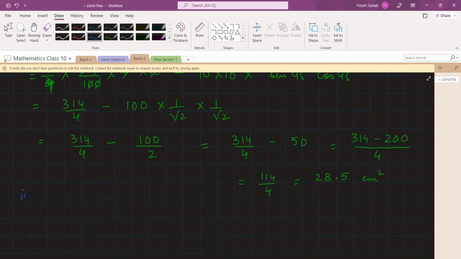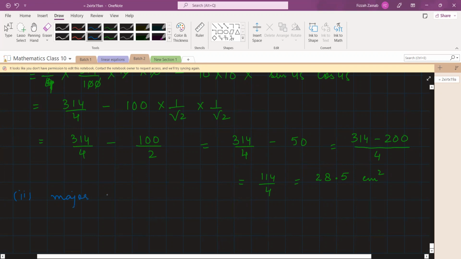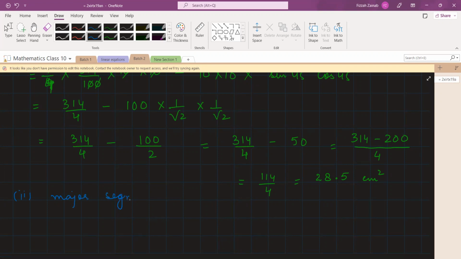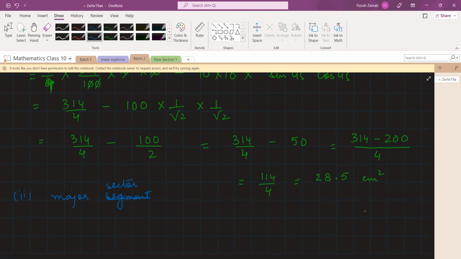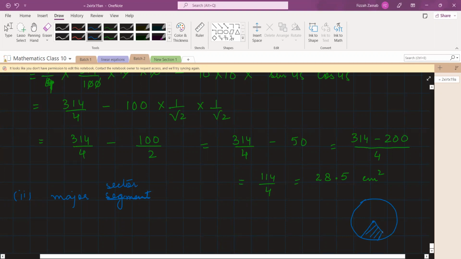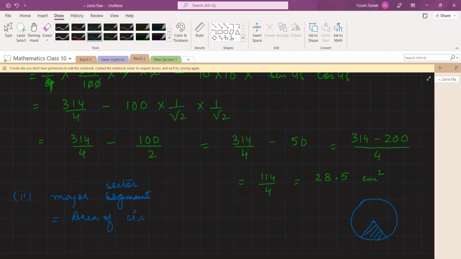Now in the second part, you have to find the area of major segment, right? Is it segment or sector? Okay, it's sector. Major sector means this is a circle, right? So you will subtract this area, so you will be left with the area of major sector. So this will be equal to area of circle minus area of minor sector, right?